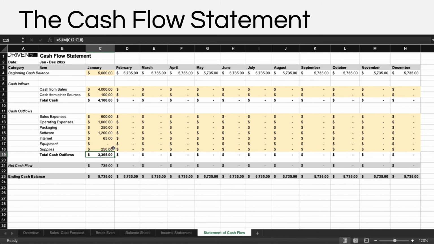You will notice that the spreadsheet will calculate the ending cash balance for you, which becomes the opening cash balance for the next month. Once you complete the first month, you will need to enter your cash inflows and outflows for the rest of the months on the spreadsheet in the yellow cells.